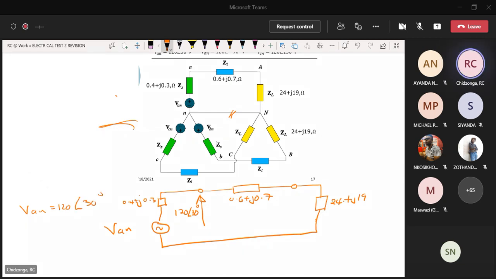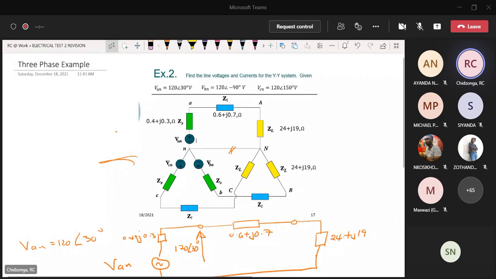Now, you remember that the three-phase voltages are 120 degrees apart. This angle to that is 120. This angle to this is 120, right? So the only thing different here is that our VAN is starting at 30 degrees, not 0. So that is just a displacement. You don't have to worry about that. Just take it as it is.